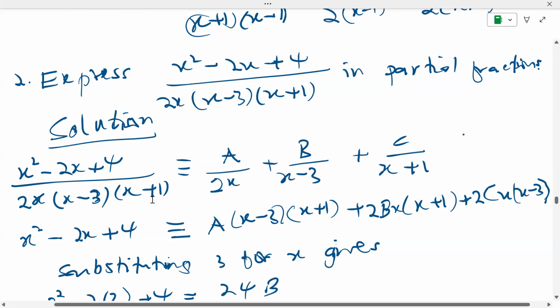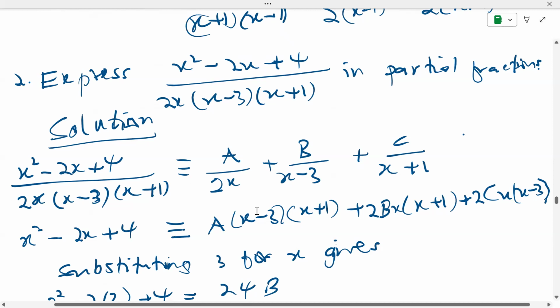Now we are going to multiply every term on the left-hand side and then every term on the right-hand side by the denominator. When we do that on the left-hand side, the whole of this will be cleared, so we shall get the numerator. When we come here, we multiply A over 2x by this, then it's the 2x that will be cleared.